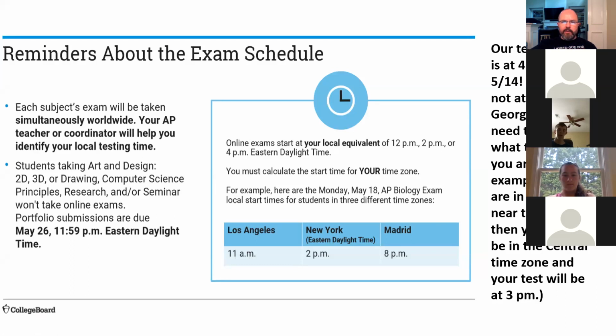If you happen to not be at home in Georgia, you're going to need to check to see what time zone you're in to make sure that you are on at the right time. If you're in Alabama, you're near the Gulf. You might be in the central time zone and your test could be at 3 p.m. instead of 4 p.m. That's up to you to determine that. Please, please, please be on top of that in case you are traveling or not at home during the exam time.